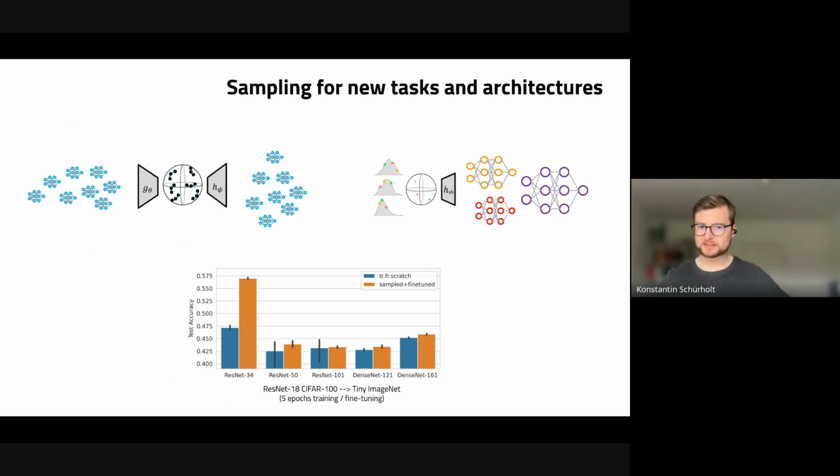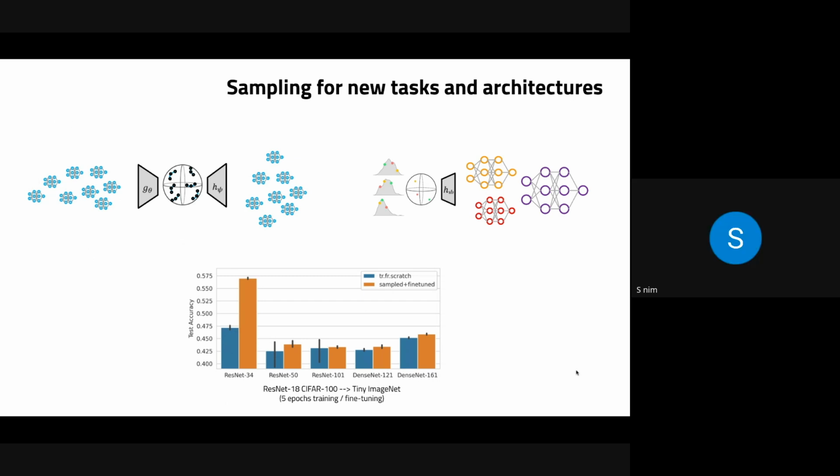The question was, can you repeat the question? I wanted to ask, how's the target data set, in this case, a Tiny ImageNet? Like, how does SANE know this distribution of the target data set?